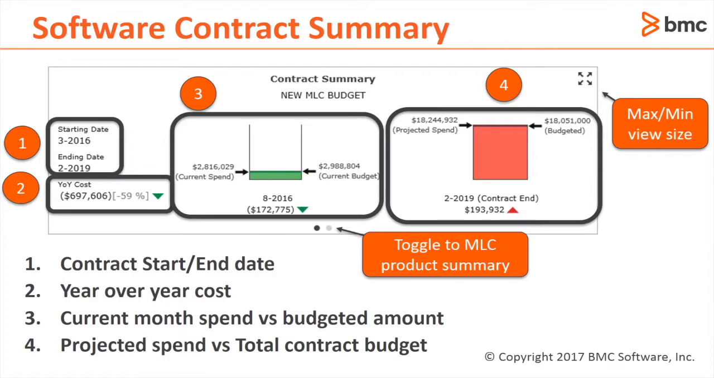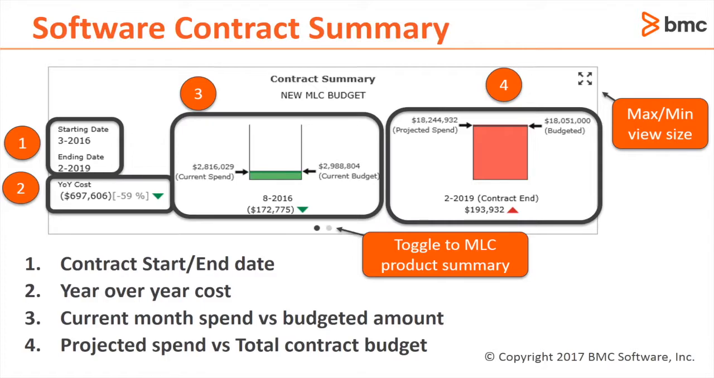Highlighted as 3, we have the current spend versus the current budget. The bar chart indicates the cumulative volume level of both the current spending and the current budget amounts thus far in the contract through the current billing month. The color can be green or red, indicating whether the current spending is over or under the budgeted amount allocated.